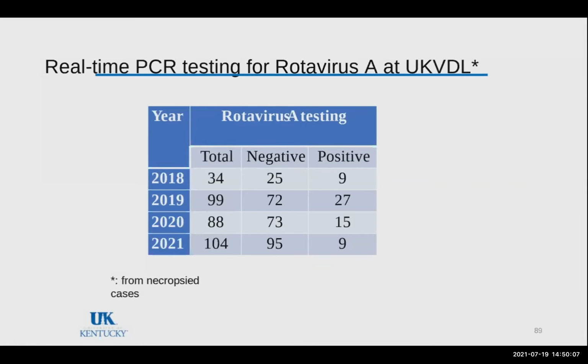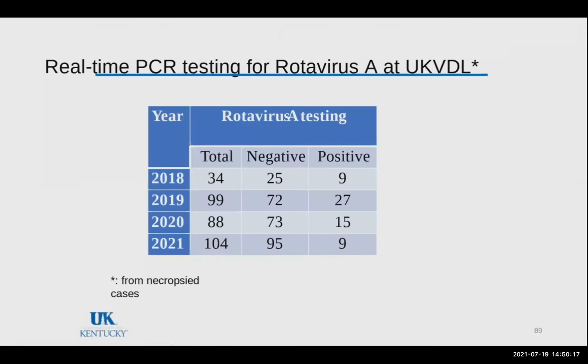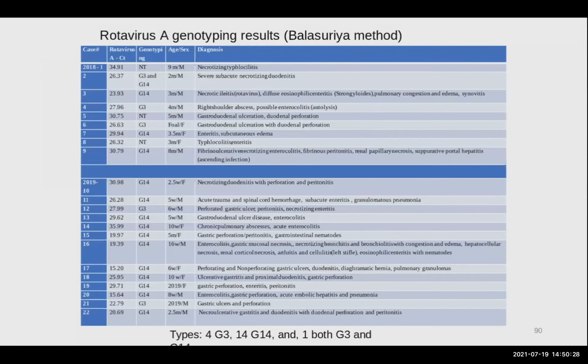which is really expected. So it's a common disease. And these are, by the way, from the necropsy cases. I did not include those routine cases because necropsy cases usually have a better description of the clinical history on the submission form. And when we look at those, the genotyping for G3 and G14 on some of those samples.